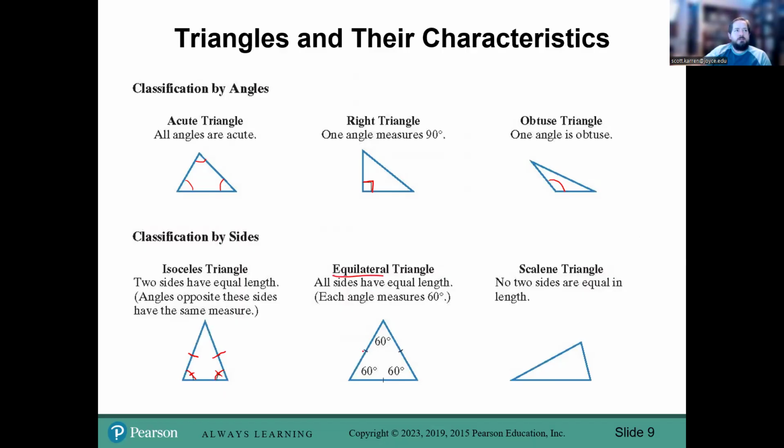An equilateral is one where all three are the same, so we have marks on all three sides. If that is the case, then the angles would also be the same. And very specifically, if they're all the same, they have to be 60 degrees.